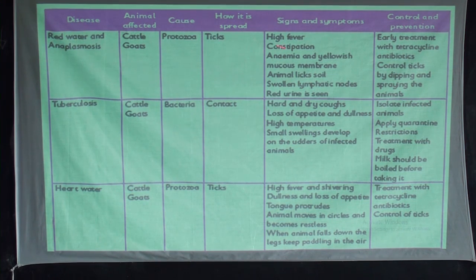So check on the signs and symptoms. Here we can say there's high fever, and there's constipation. Constipation refers to difficulty in passing out wastes. So you find that it won't be able to defecate, it will be finding difficulty. This is called constipation. It also happens in human beings in case somebody has digestive disorders. And then there is anemia.